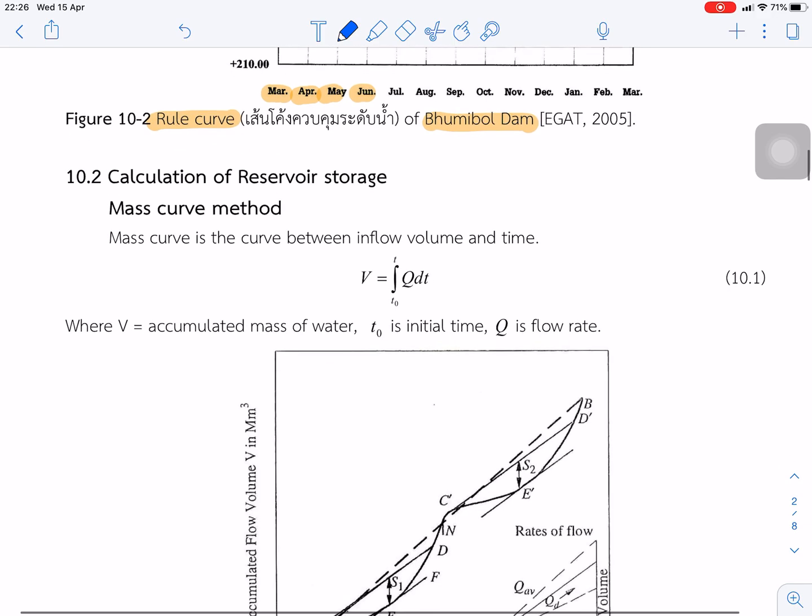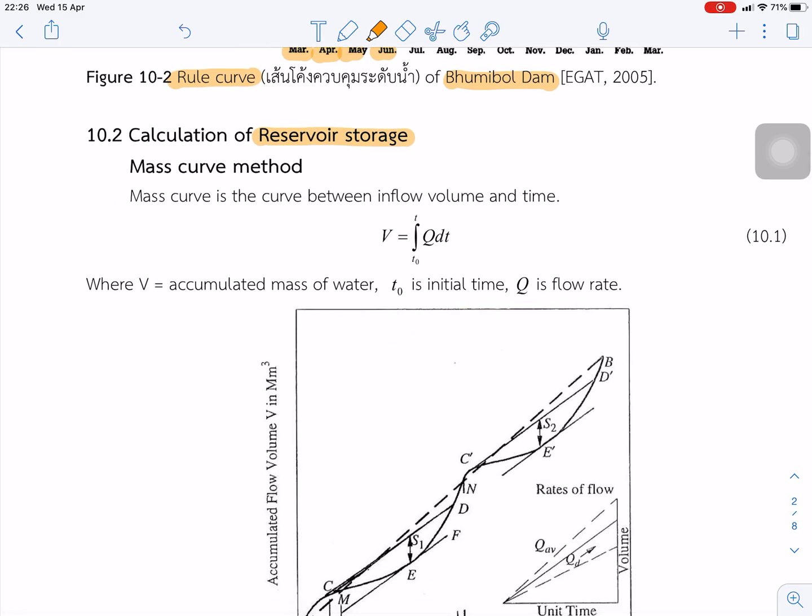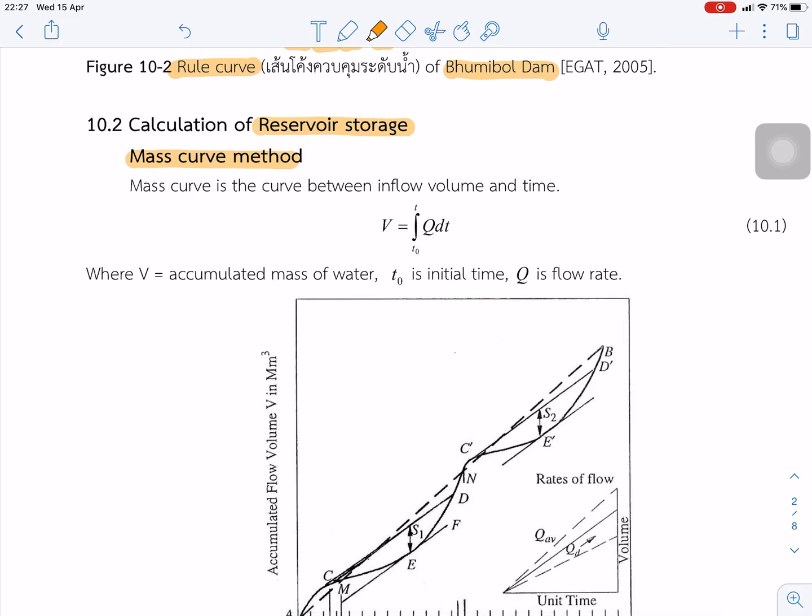The main topic of this lecture is how we can calculate the reservoir storage. Okay, we have two methods. The first method we call the mass curve method. The mass curve is based on this equation. We do integration or accumulate the volume of water. It can be the monthly volume, and we do accumulation and plot the curve between accumulated volume and time.